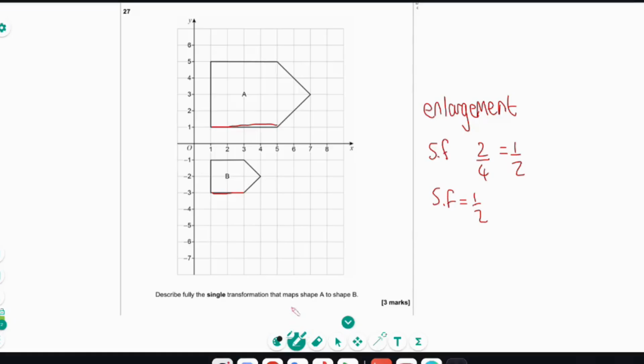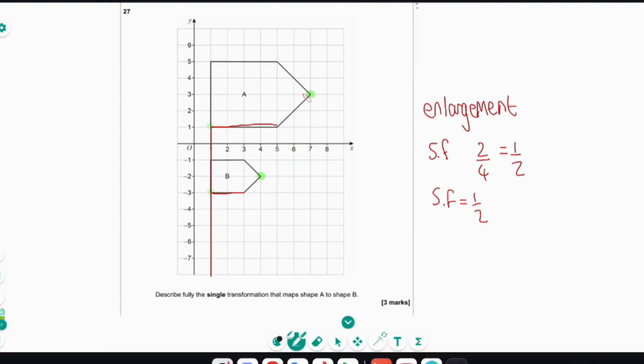Okay, next to find the centre, so for the third mark you need the centre of enlargement. So you choose one corner, the same corner on the enlarged shape. You draw a straight line through those 2 corners. You need to do the same from a different corner. So whatever corner you choose from the original shape, you've got to choose the same corner for the enlarged shape. And wherever they meet is the centre of enlargement.